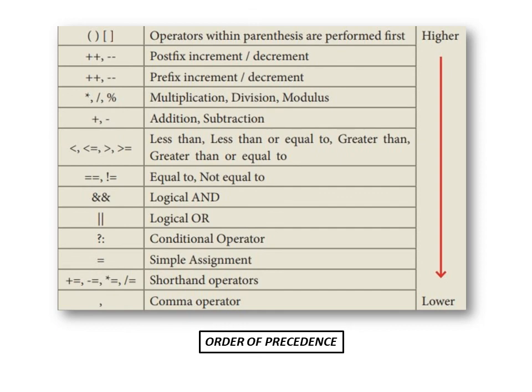We first use plus equal to followed by minus equal to, then star equal to followed by divide equal to. At last we use the comma operator because it separates two expressions. So after the first expression is over, only then do we use the comma operator to go for the next expression. This is the order of precedence from higher to lower.